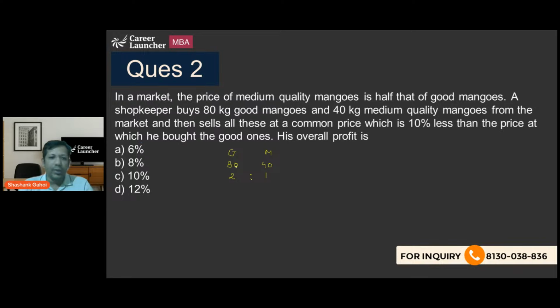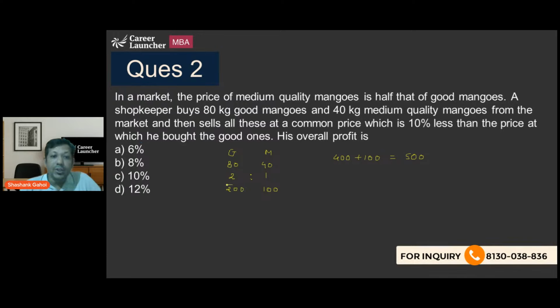So I am going to say he's buying 2 kg good ones and 1 kg medium ones. Now the price of medium quality is half that of the good one. So I am assuming that the price of medium quality is, let's say, 100. So what is the price of the good one? That is 200. Now 2 kg at a price of 200, so total cost becomes 400. 1 kg at a price of 100, the cost becomes 100. So what is the total cost for the shopkeeper? That is 500.